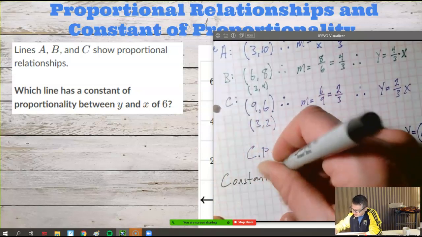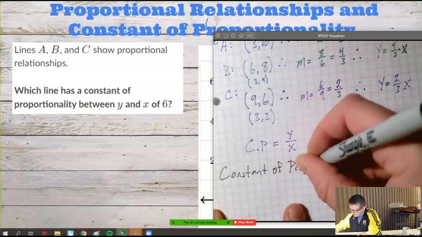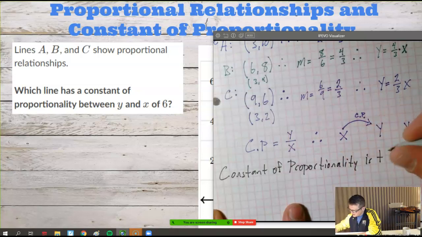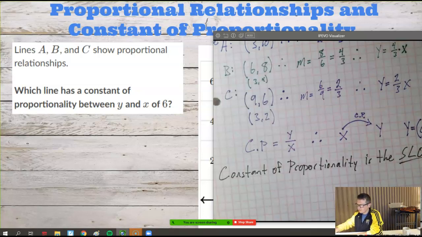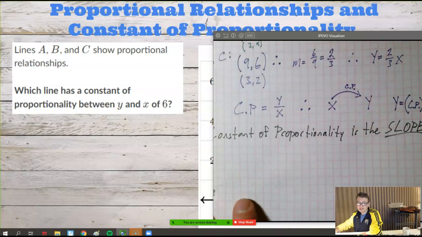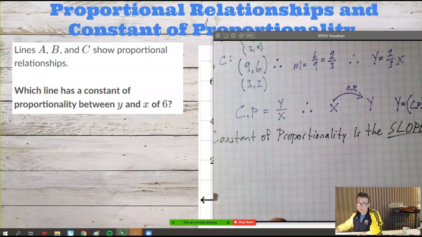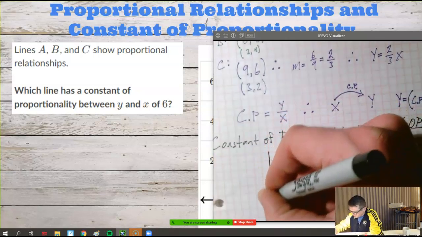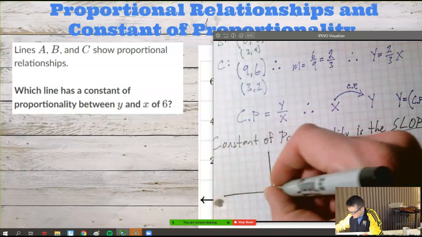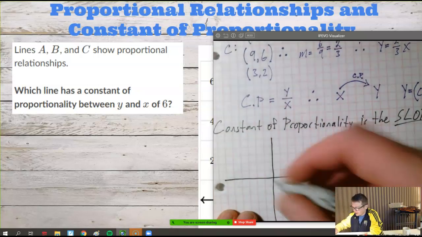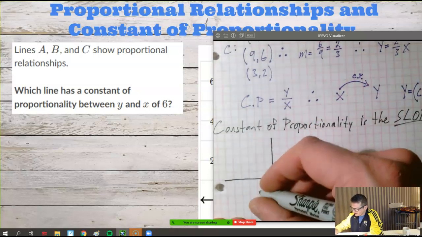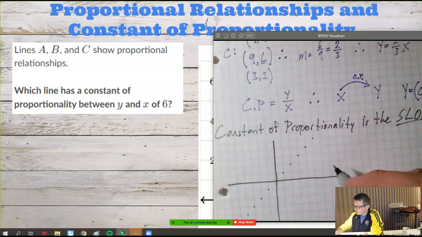Constant of proportionality is the slope. And we want to remember that a slope of 1 is the perfect stair step. So, guys, if we imagine, and you could draw this on your picture or draw this on your notes to reference, a slope of 1 is up 1 over 1, up 1 over 1, up 1 over 1, or down 1, left 1, down 1, left 1, down 1, left 1.